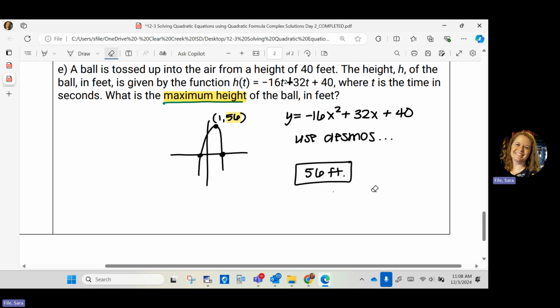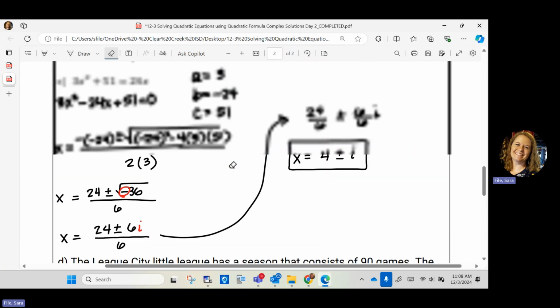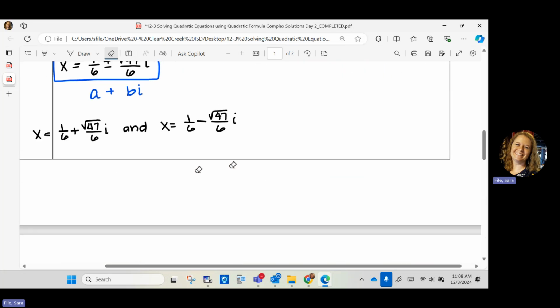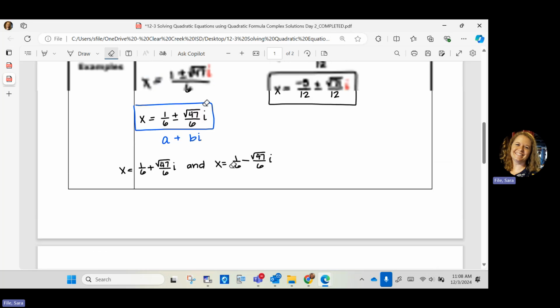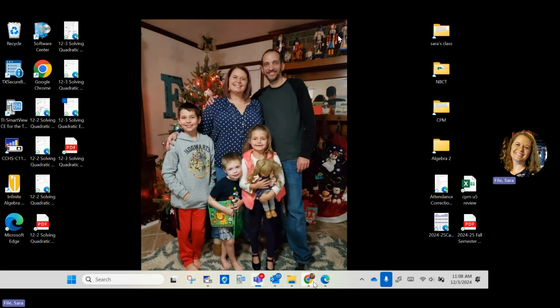How are we feeling about these quadratics? All right. Your practice today is a mix of yesterday's, which was the basic quadratics, and today's, which has the imaginary numbers, those complex numbers.